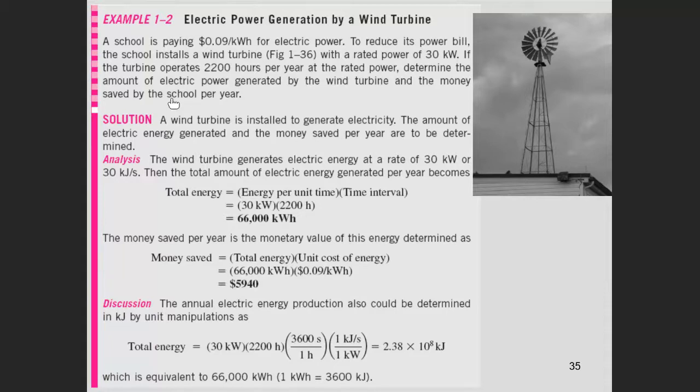You see, the example is simple and straightforward, but it tells you a lot about the units and how to combine different units. Now, the school bought this wind turbine, which is rated at 30 kilowatt. The wind turbine operates 2,200 hours per year. If you multiply 30 kilowatt by 2,200 hours, it will give you what, guys? It will give you kilowatt hour. Right? Yes, it gives you kilowatt hour.